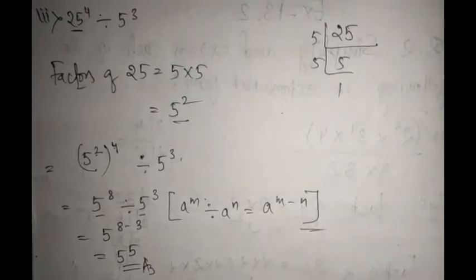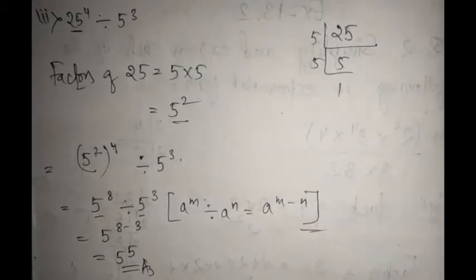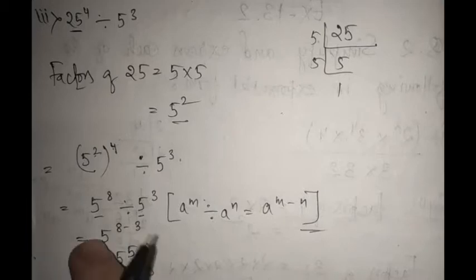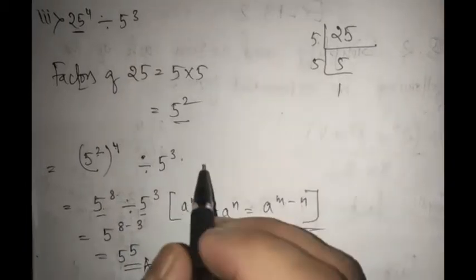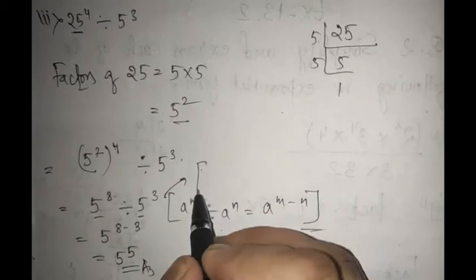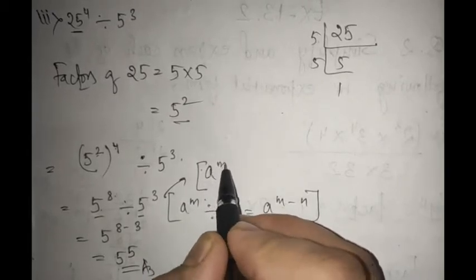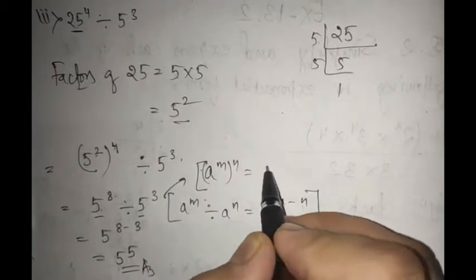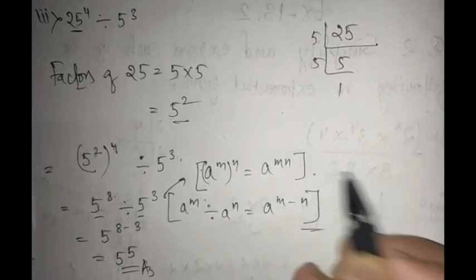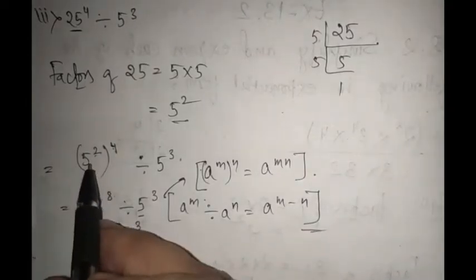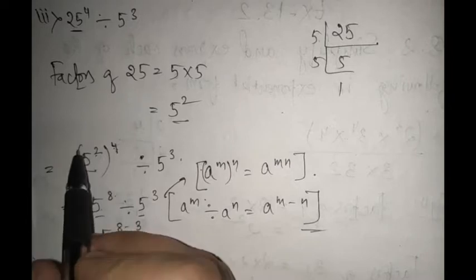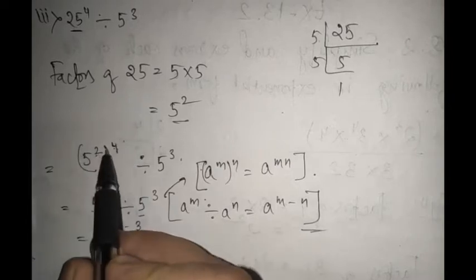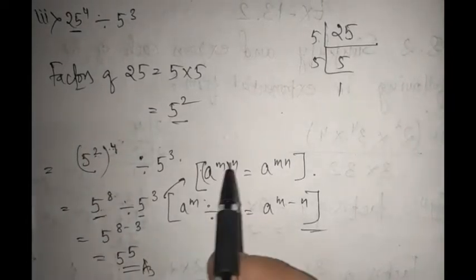Okay, so first of all you will be doing in such a manner. Why have you got 5 to the power 8 here? Because another reason will be (a to the power m) to the power n is a to the power mn, right? So I did that only. 5 to the power 2, and outside the bracket there is 4 again, so 2 times 4 is 8. So I got this result here. Okay, I hope you have understood this.